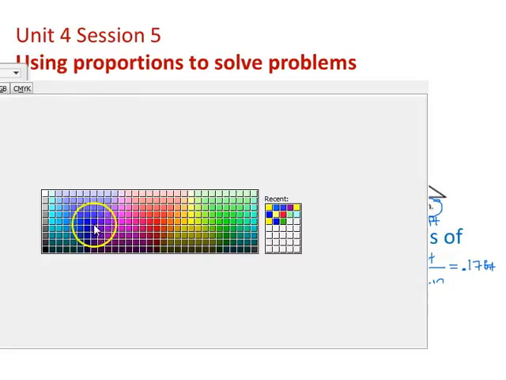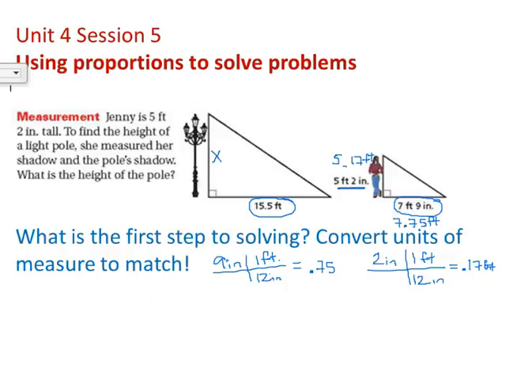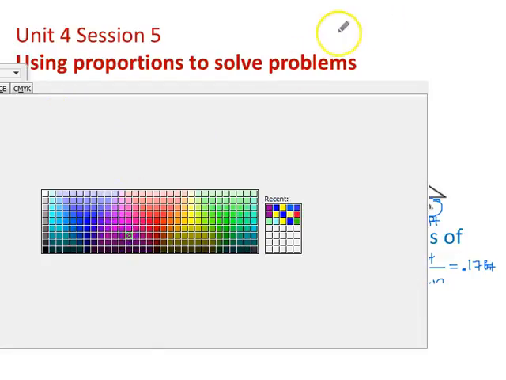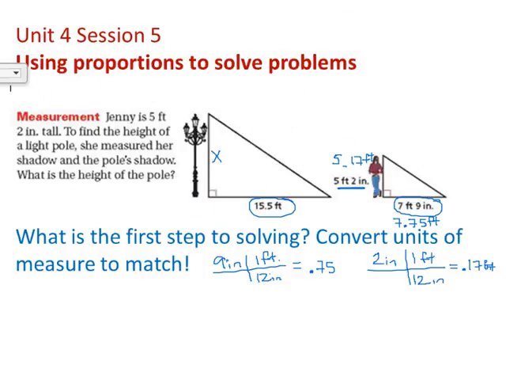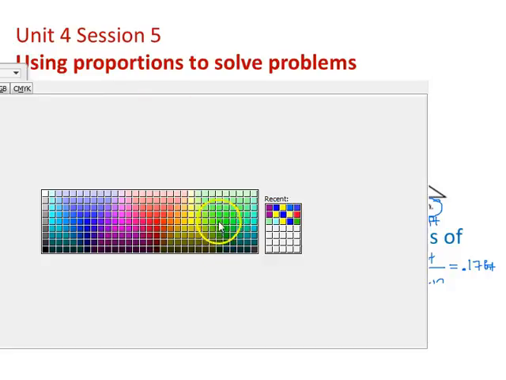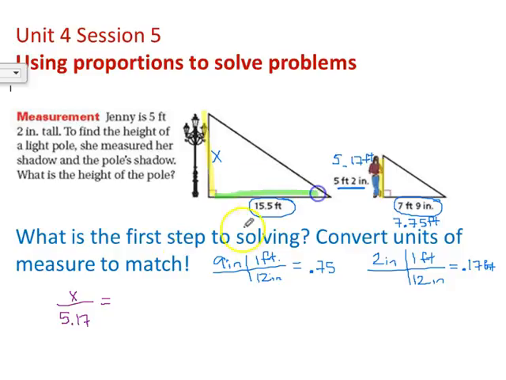So now I can set up a proportion. I'm going to change colors here, maybe to a purple. All right, so using the corresponding sides, this side here corresponds with this side. So I'm going to set up x over 5.17. Set that equal to our other two corresponding sides, which would be 15.5 and that 7.75. I meant to say 15.5; I said 5.5.